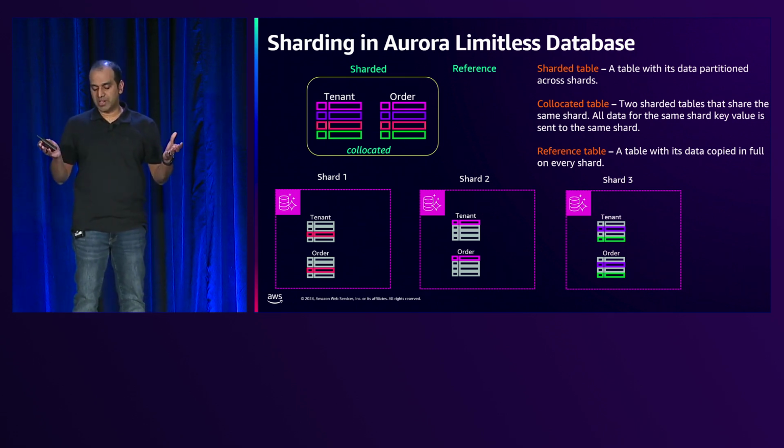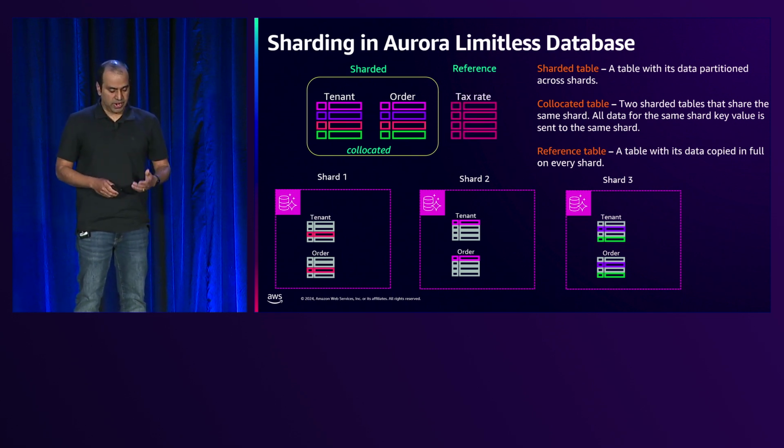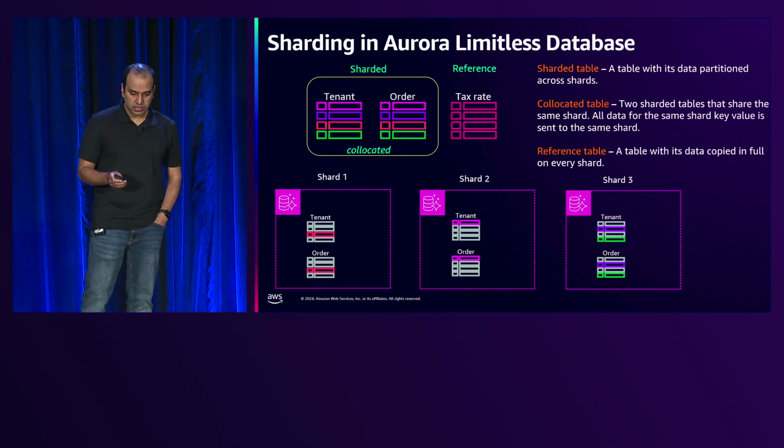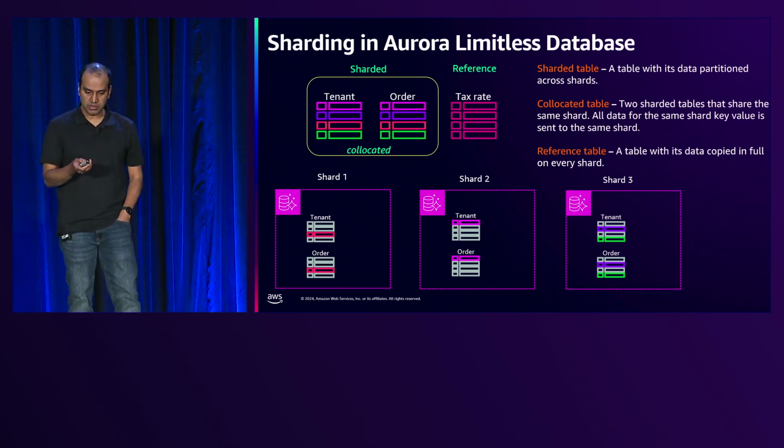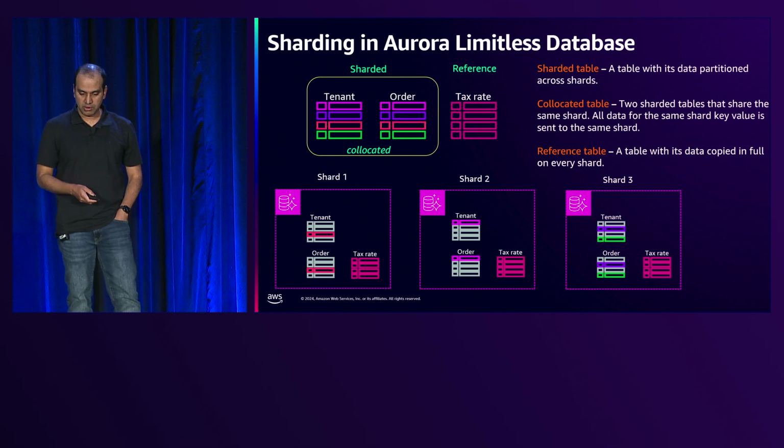And overall, you don't have to do this all by yourself. Limitless database does it for you, right? And finally, the tax rate. So we call this a reference table within limitless database. Since this is a lookup table, limitless database just creates a full copy of the reference table across all the different shards, right? And this is to help with performance, mainly performance, right?